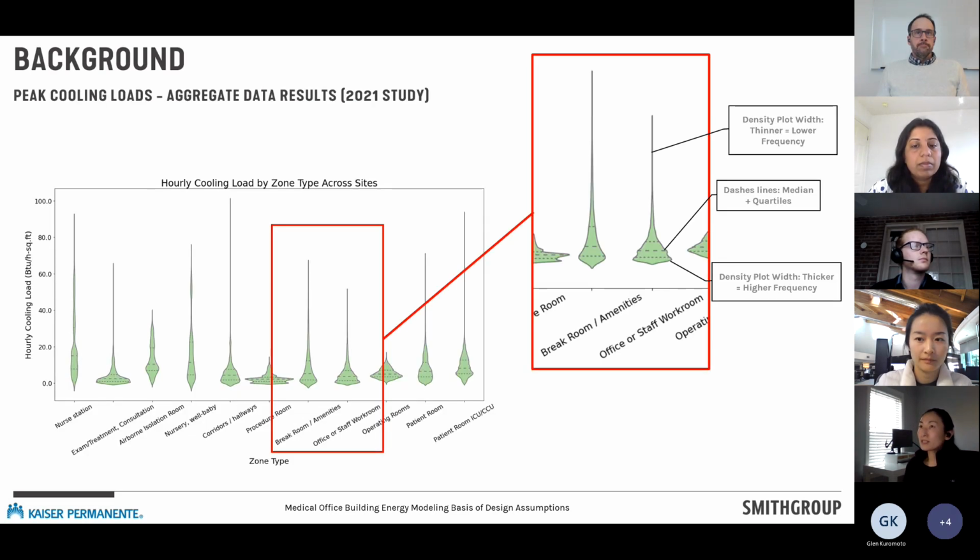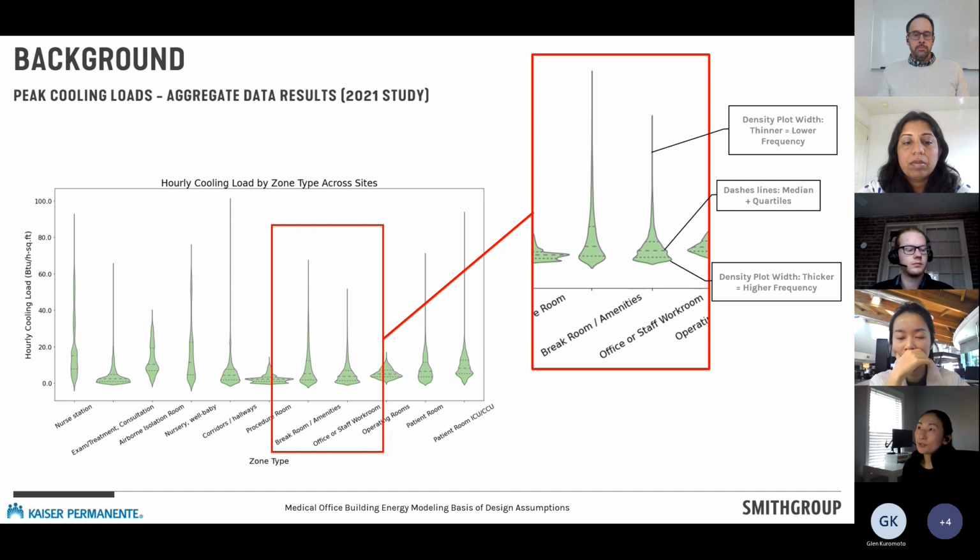So for some background, back in 2021, the Smith Group started to look at peak cooling loads for acute care facilities, and this was part of the Kaiser templating project. So we started off because of the fact that Travis mentioned, a lot of the time our design calculations don't really line up with the actual, so we wanted to look at that and find diversities. So we started looking at those actual peak cooling loads.